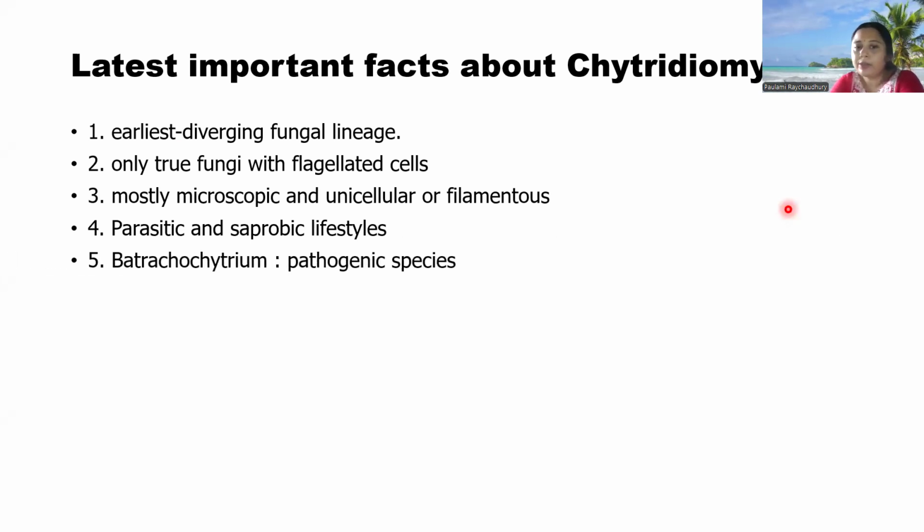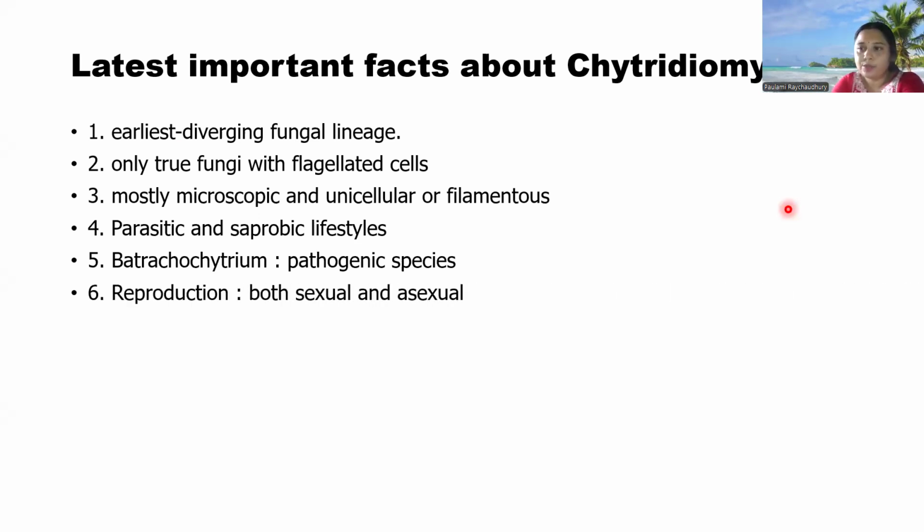Batrachochytrium is an example of a pathogenic species. They cause chytridiomycosis in amphibians. The disease is a major cause of global amphibian decline. Batrachochytrium dendrobatidis, in short form capital B, small d. This is the first fungus known to drive vertebrate species to extinction.